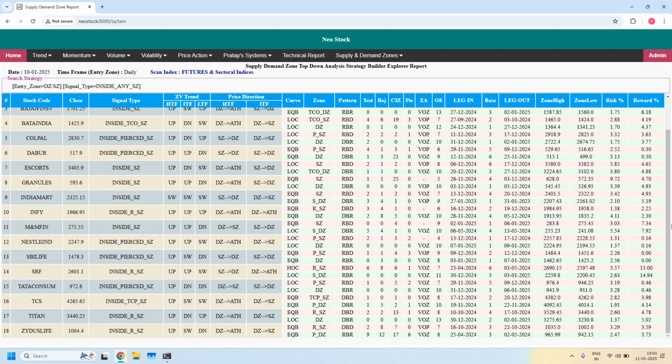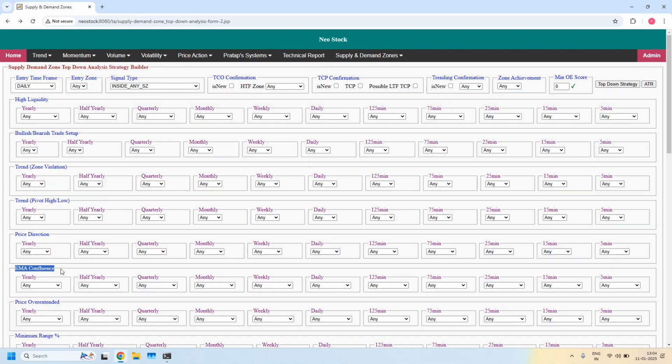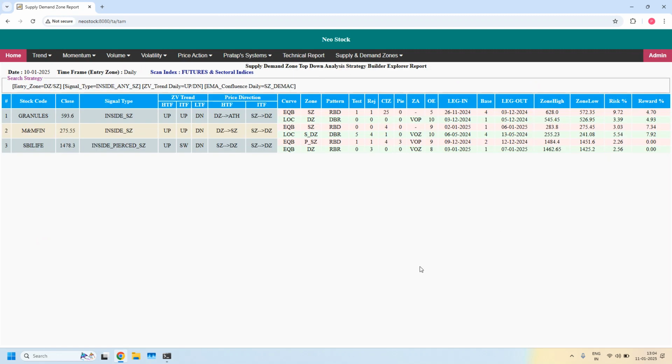Out of these 18, how many of these supply zones are having daily EMA Confluence? Let's set the EMA filter on daily time frame, daily supply zone having daily EMA Confluence. And the trend on daily time frame should not be sideways. It can be up or down. Let's filter. We got only 3 stocks. Out of these 3 supply zones, the third one is already pierced. Okay, this is about the daily time frame.